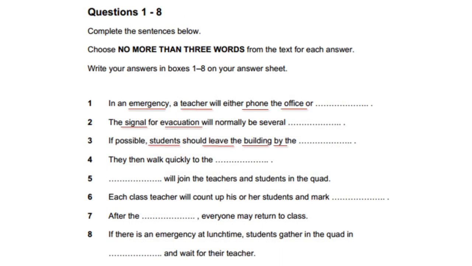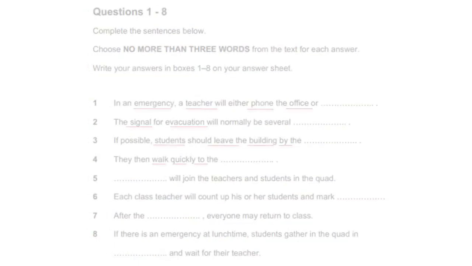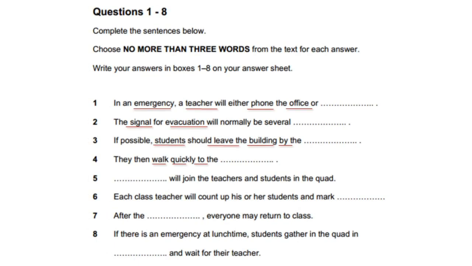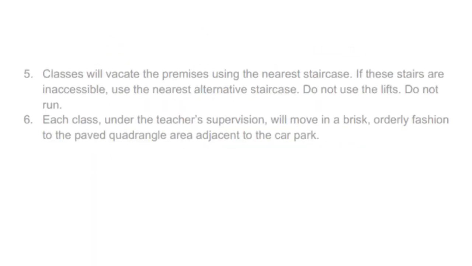For question 4, you need to complete the following sentence. They then walk quickly to the... The first thing you need to do is underline any keywords. I would underline walk, quickly, and to. Then go back up to the text and scan the text for the answer. Answer 4 should appear after answer 3 in the text, so start reading from where you got answer 3 from.